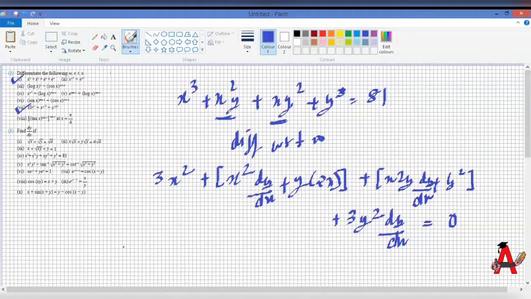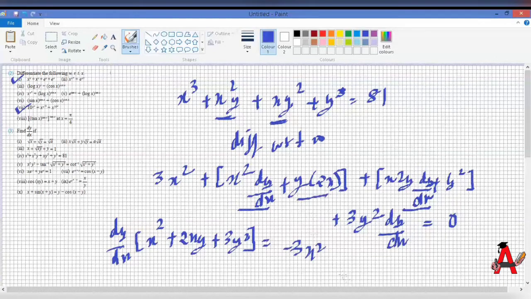We will take all the terms of dy by dx together and non-dy by dx terms together. So if you see, we have these three terms. One is with x square, one is with 2xy, and one is 3y square. So I will take out dy by dx common, and I will write x square plus 2xy plus 3y square. Then I will take the remaining terms, that is 3x square. I will shift to the other side, minus 3x square, and then this term, which is minus 2xy, and minus y square.